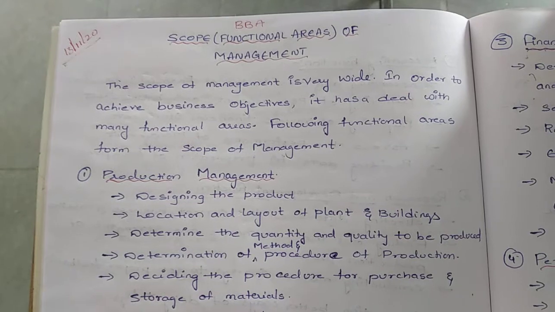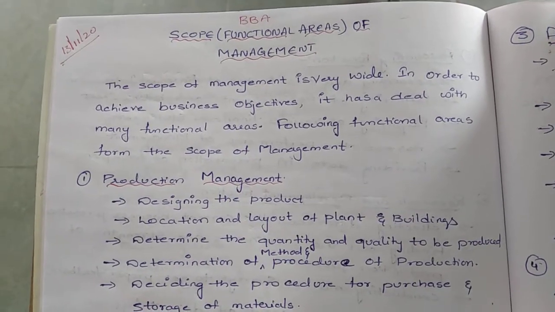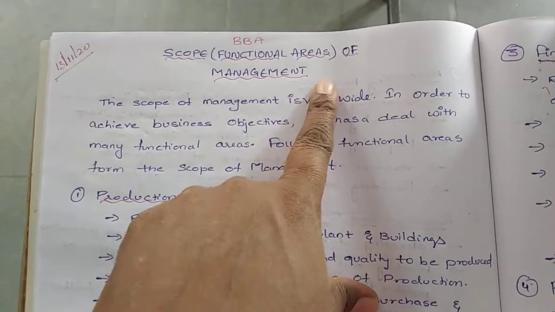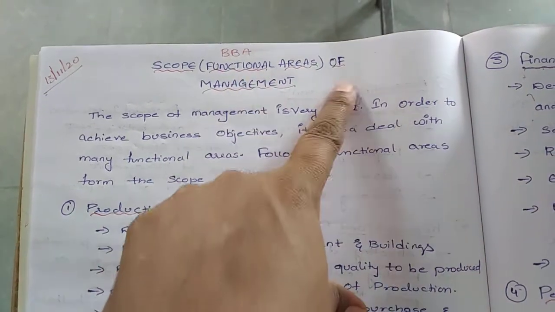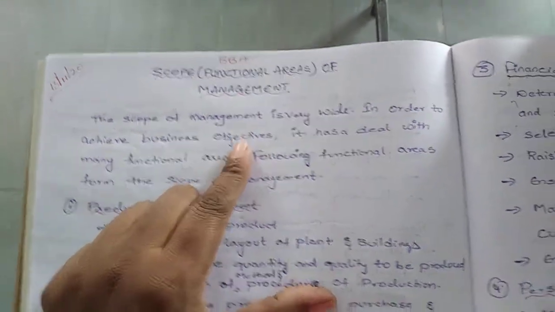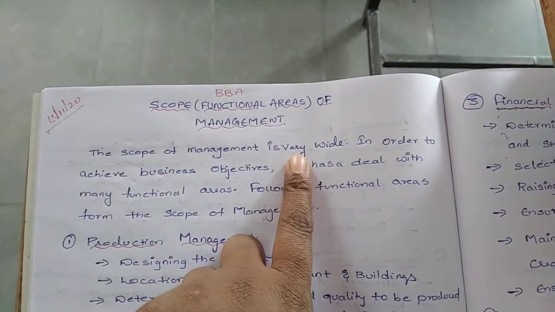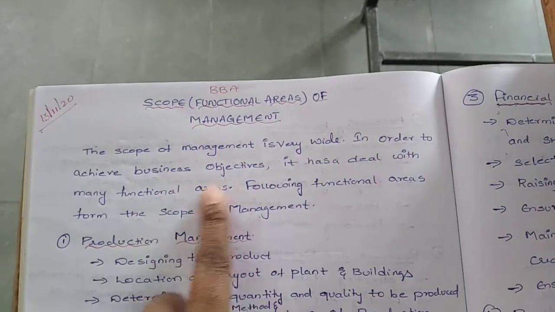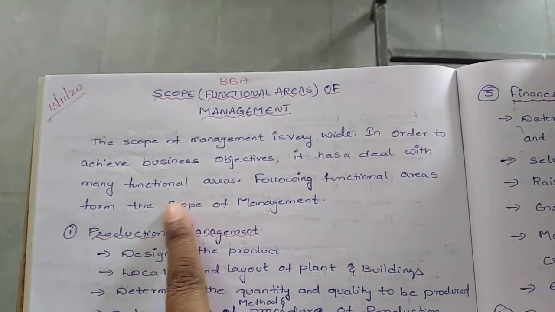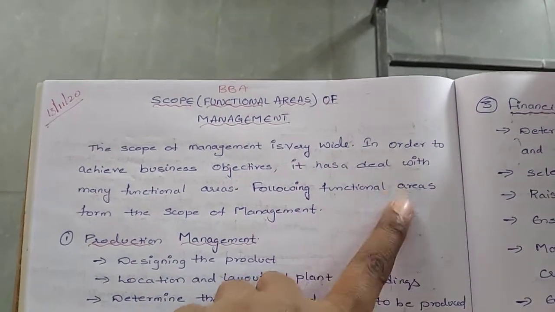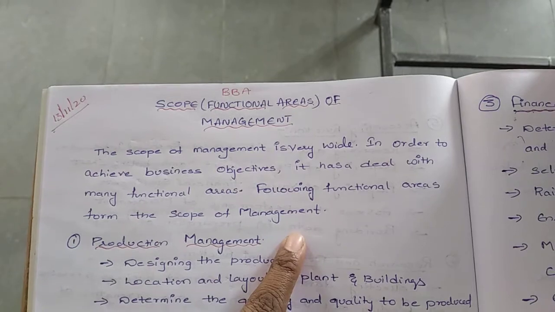For you, we have only functional areas. So, the scope or functional areas of management. The scope of management is very wide. In order to achieve business objectives, it has to deal with many functional areas. The following functional areas form the scope of management.